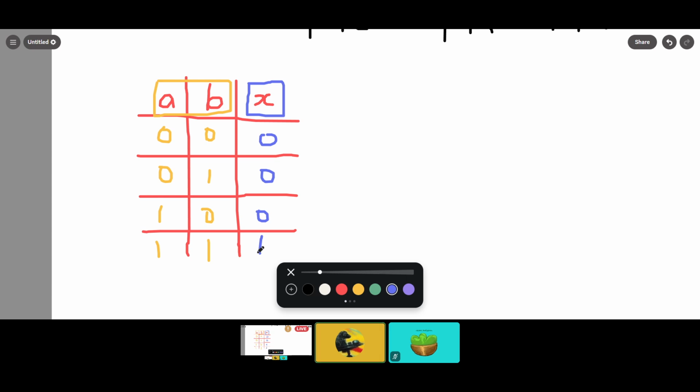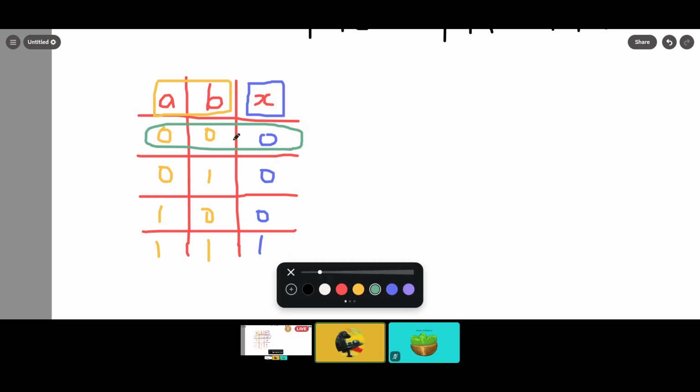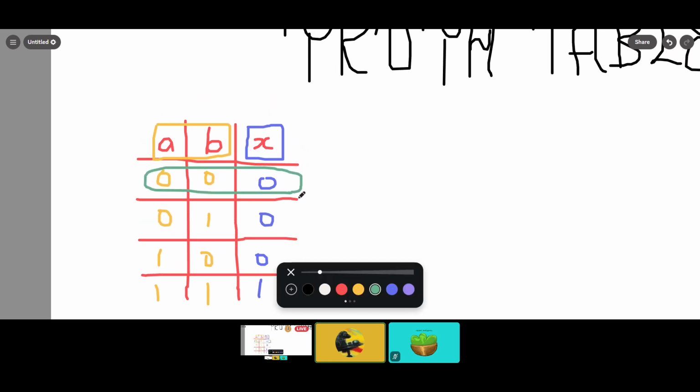So how do you read this? You go at it horizontally. So you look at this row horizontally. Let's say we're looking at this, and then to read it, we say, okay, when A is 0 and when B is 0, then X will be 0. So when these inputs are both 0, then the output will be 0.